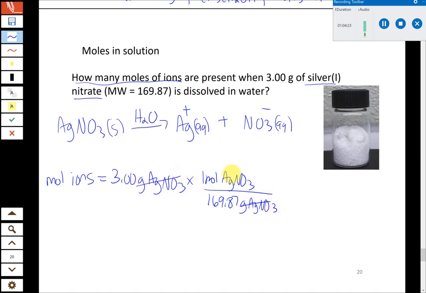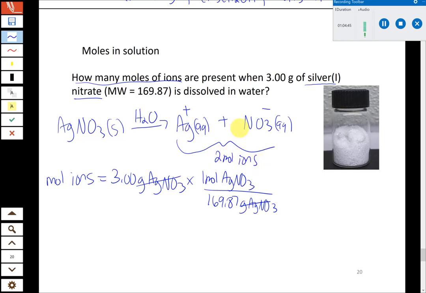But that, again, represents the moles of AgNO3 that we're dissolving. If we want the moles of ions in the solution, we have to keep in mind that when we dissolve this in water, for every 1 mole of AgNO3 that we dissolve, we get 1 mole of Ag plus and 1 mole of NO3 minus, meaning that in total, we're going to get 2 moles of ions for every mole that we dissolve, okay?